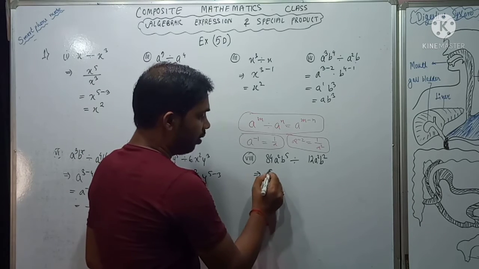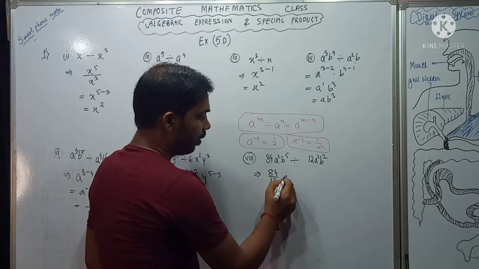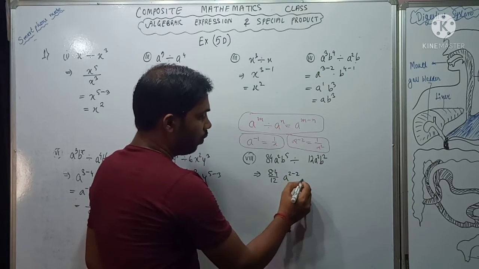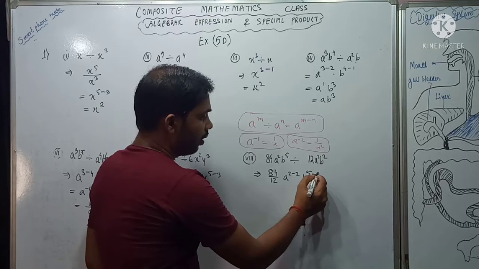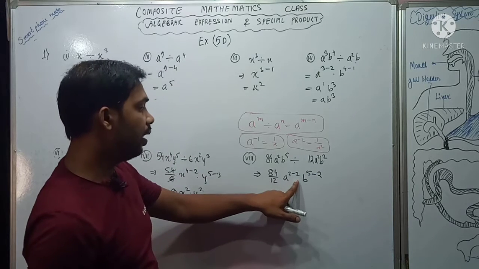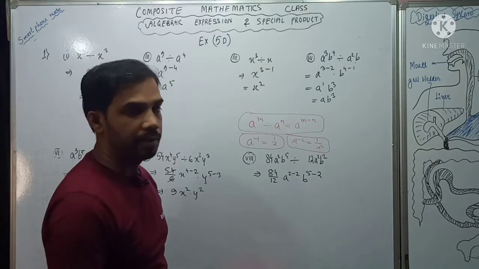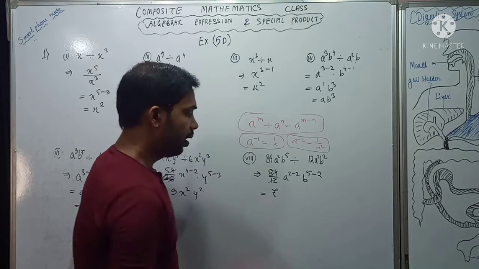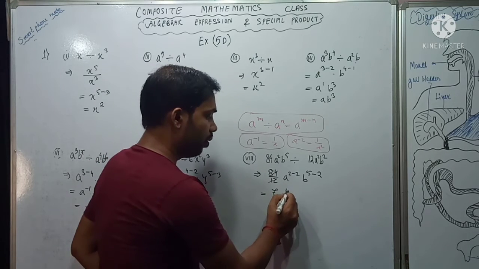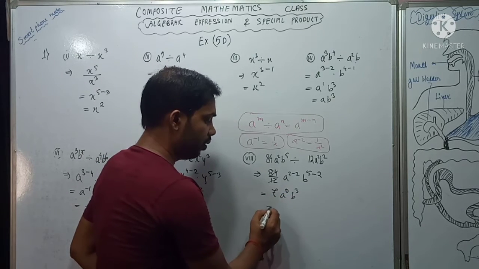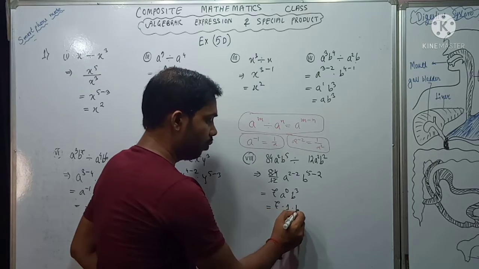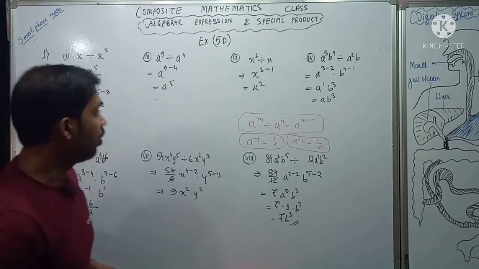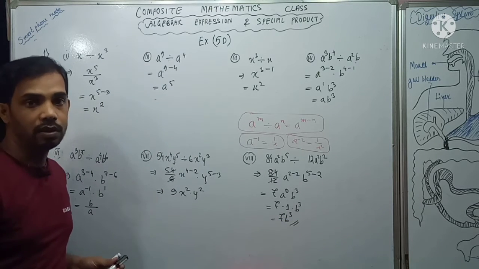Number 8 you see. So number will be divided with number. So 84 by 12. Now this will be divided with a. So 2 minus 2, and b will be divided with b. So since it is divided, then what will happen? It will be subtracted. Okay. So it will be, see, 12 7s are 84, a power 0, b power 3. Now a power 0 is 1. So 7 into 1 into b 3. So it is 7b^3. So we have completed question number 1. Now we will go for question number 2.